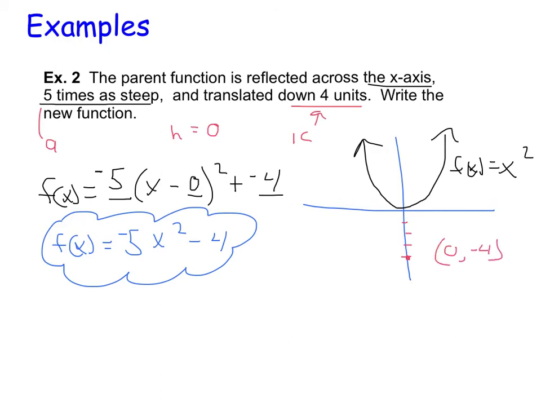Then it says it's going to be fairly steep, and it's reflected across the x-axis, which means it opens down. So my parabola is going to be something like that. So it's shrunk in, it's steeper, okay? It's more narrow, and there we go.